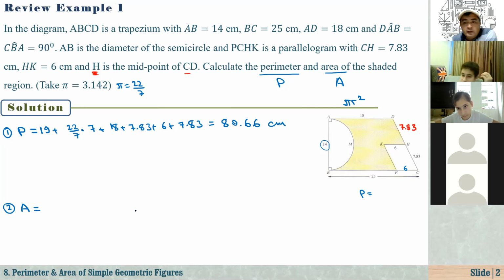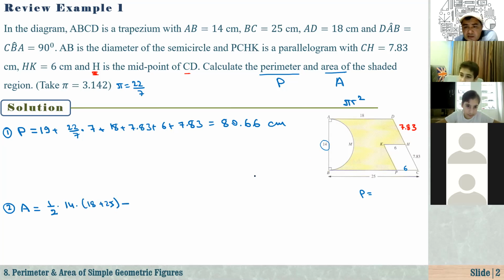Okay. And how about the area? The area of the shaded region is, as you see here, the whole figure. If you just assume that this semicircle is not cut away, and also this parallelogram is not cut away, then at that time the original figure is a trapezium, right? So the area of the trapezium is 1/2 times height, which is 14, AB, times the sum of the parallel sides, that is 18 plus 25.